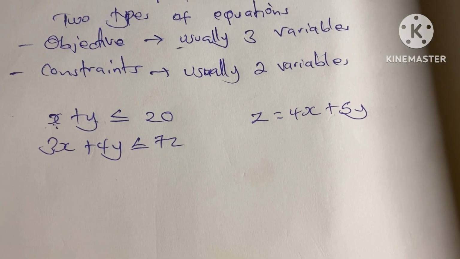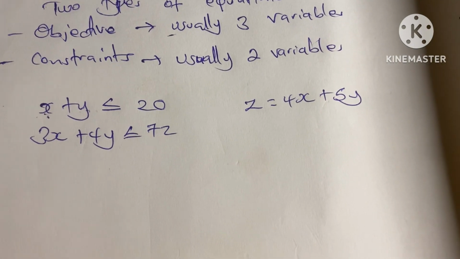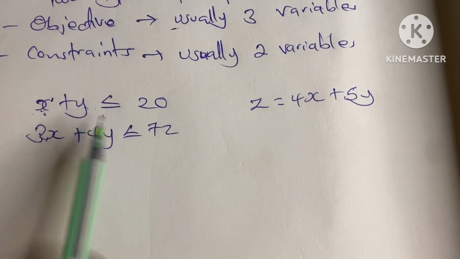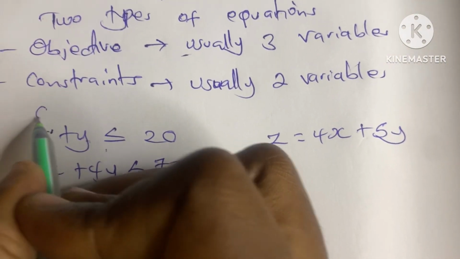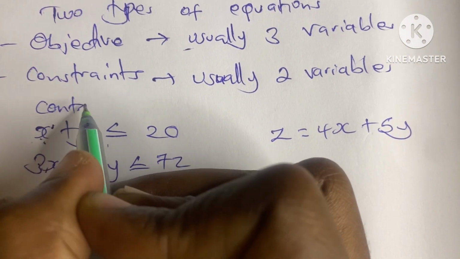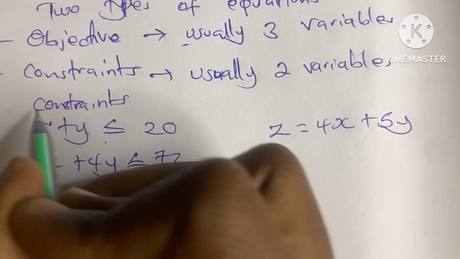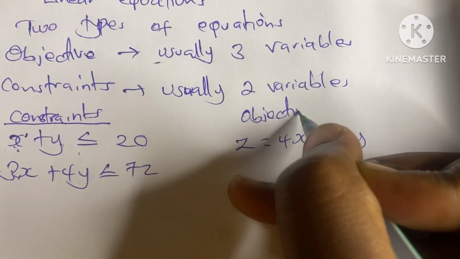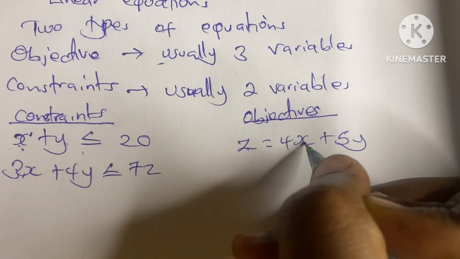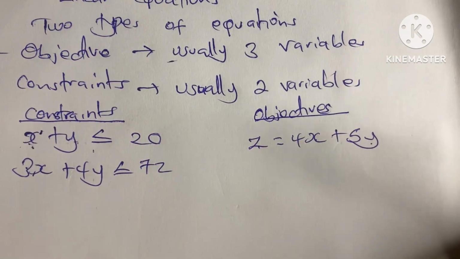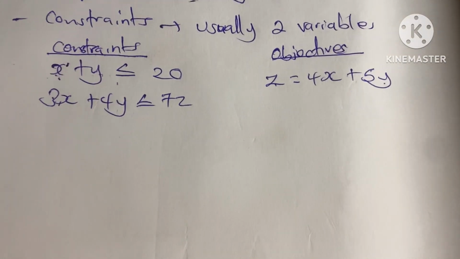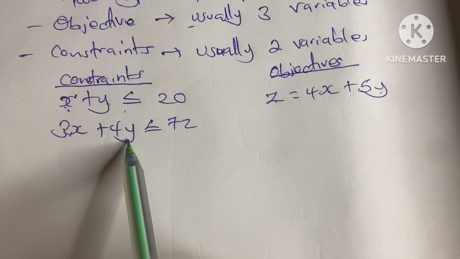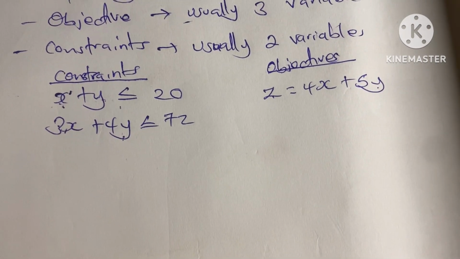The first step that we are supposed to do is to identify the constraint equations and then the objective equations. These ones have two variables, x and y, so this makes them the constraints. Then this is the objective because it has three variables. Then the next thing that we do is to plot these constraints on the graph.